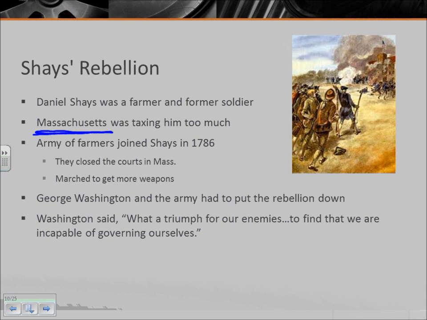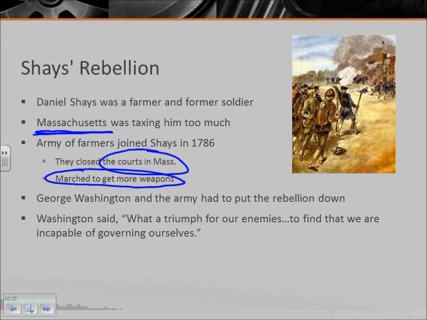Armies of farmers joined Shays in 1786. They closed the courts in Massachusetts, like in the documents you read, and then they marched to those supply depots to get more weapons, like the British were attacking at Lexington and Concord. They go to get more weapons, and this is where they're finally put down. The army has to put the rebellion down.